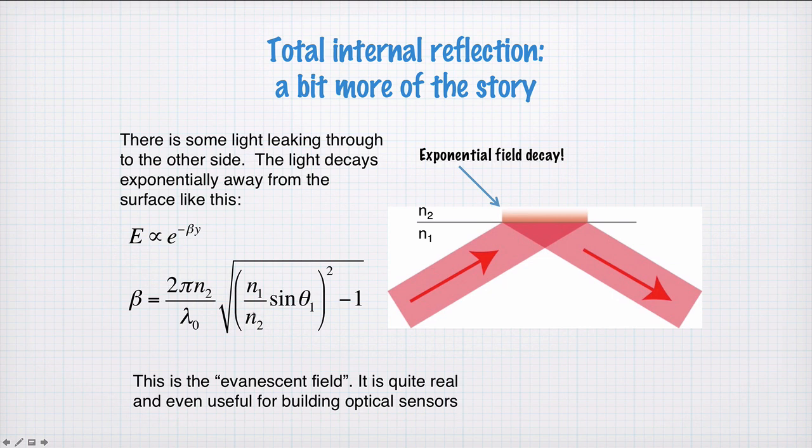Another application involves sensing. When we think about total internal reflection, we think about light coming up to the surface and being totally internally reflected, but above the surface there is still some field. In fact, the field decays exponentially away from the surface. So the electric field amplitude decays proportionally to e to the minus beta y, where y is the distance away from the surface, and beta is given by this equation here. And this is the evanescent field, and although there's no power carried by the evanescent field, it's quite real and it can be used to build optical sensors.